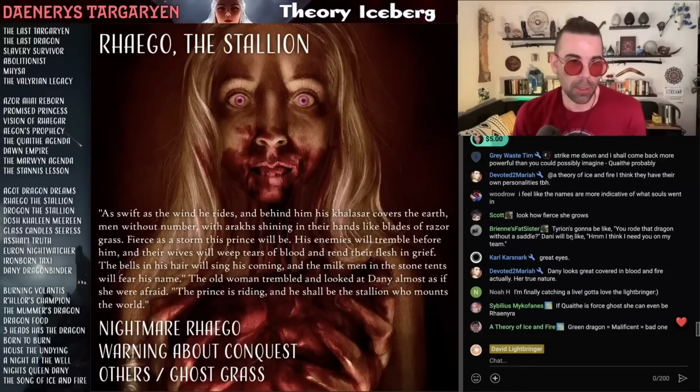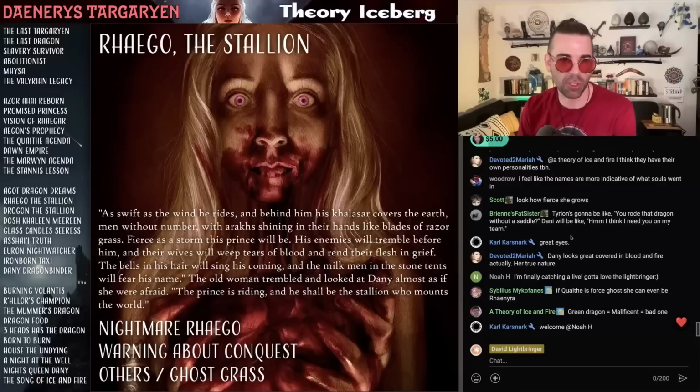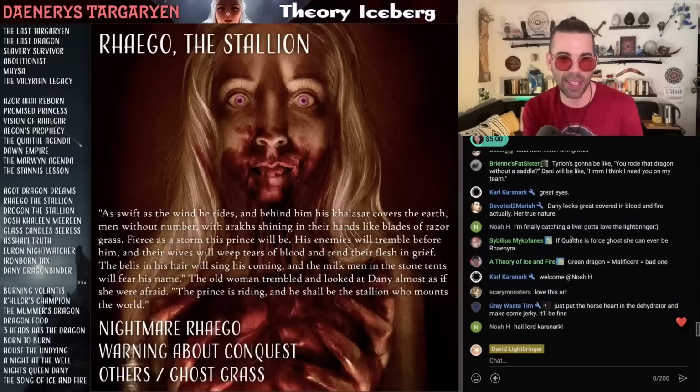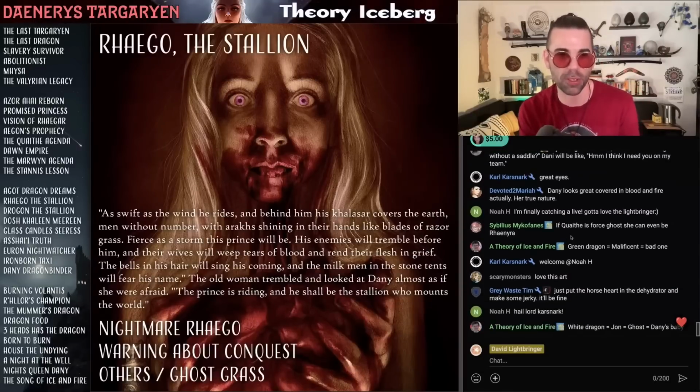"Yes. As swift as the wind he rides, and behind him his Khalasar covers the earth. Men without number, with arakhs shining in their hands like blades of razor grass. Fierce as a storm this prince will be. His enemies will tremble before him, and their wives will weep tears of blood and rend their flesh in grief. The bells in his hair will sing his coming, and the milkmen in their stone tents will fear his name." The old woman trembled and looked at Dany almost as if she were afraid. "The prince is riding, and he shall be the stallion who mounts the world."